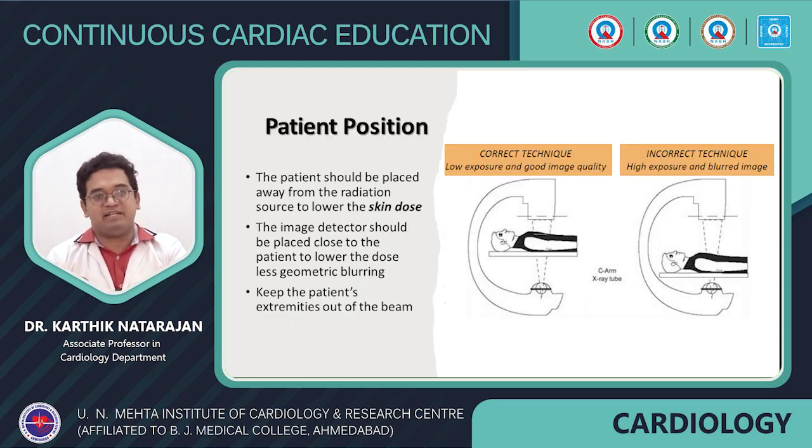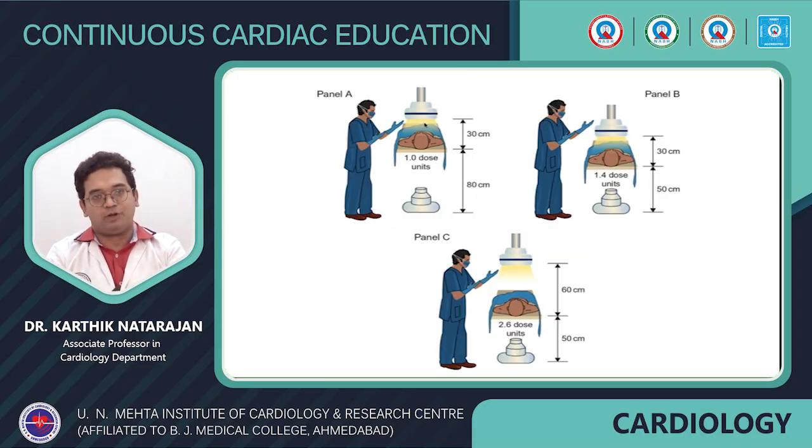Now, the II, which is the image intensifier, should be as close to the patient as possible, and the image detector should be placed close to the patient to avoid geometric blurring, whereas the X-ray tube should be away from the patient to lower the skin dose and keep the patient's extremities out of the beam. So the right way of doing it is panel A, where you can see that the amount of the effective dose is 1 dose unit, because the image intensifier is very close, almost touching the patient, and the X-ray tube is far away.